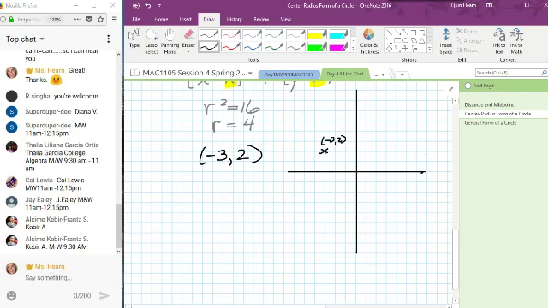So remember, all that comes down to is adding and subtracting 4 to each of the x and y coordinates individually. So what I mean by that is to go up, you add 4 to the y coordinate, so that's going to be negative 3, 6.